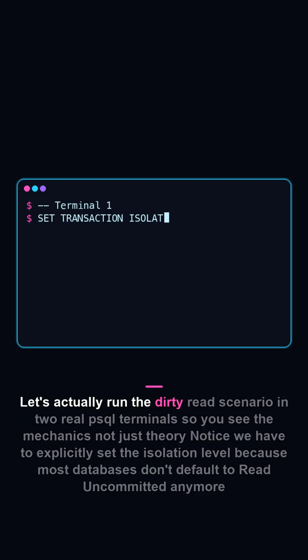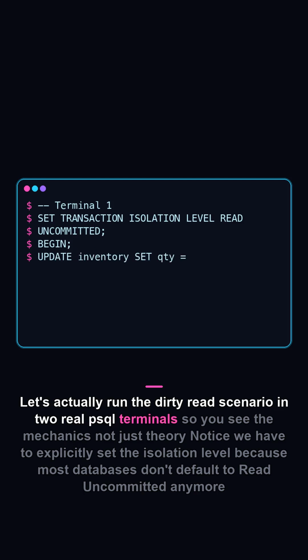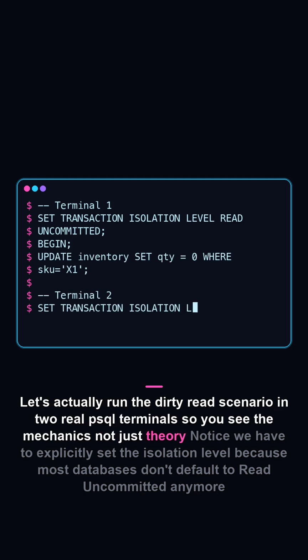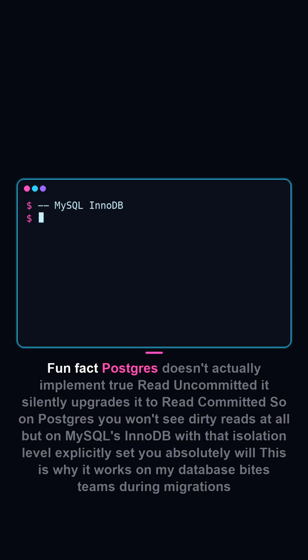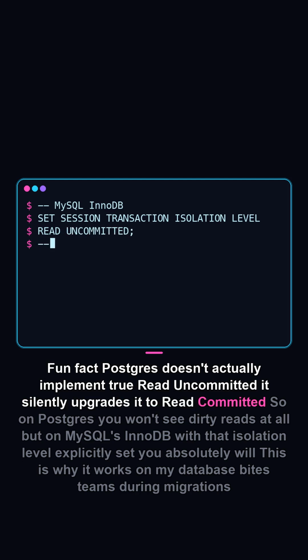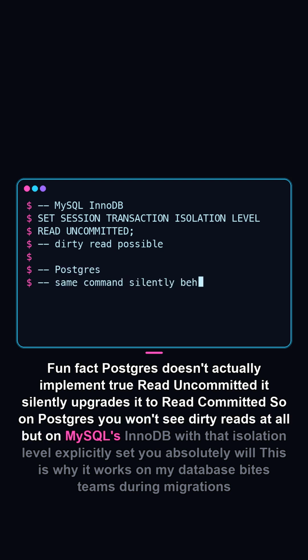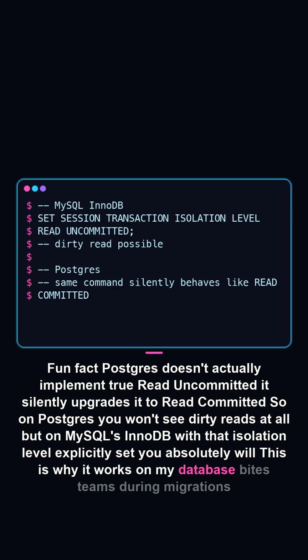Let's actually run the dirty read scenario in 2 real psql terminals so you see the mechanics, not just theory. Notice we have to explicitly set the isolation level, because most databases don't default to Read Uncommitted anymore. Fun fact, Postgres doesn't actually implement true Read Uncommitted, it silently upgrades it to Read Committed. So on Postgres you won't see dirty reads at all, but on MySQL's InnoDB with that isolation level explicitly set, you absolutely will. This is why it works on my database bites teams during migrations.